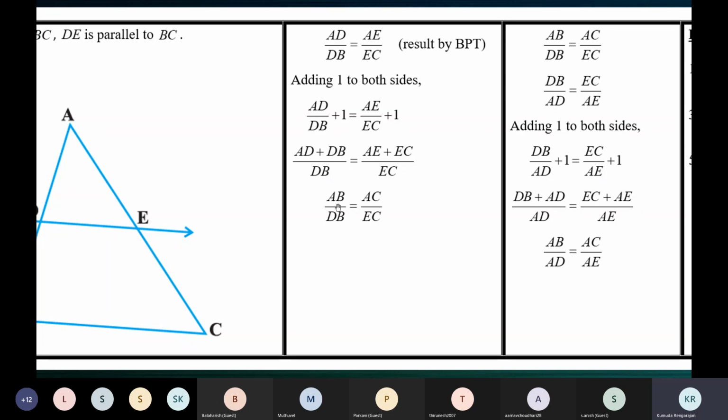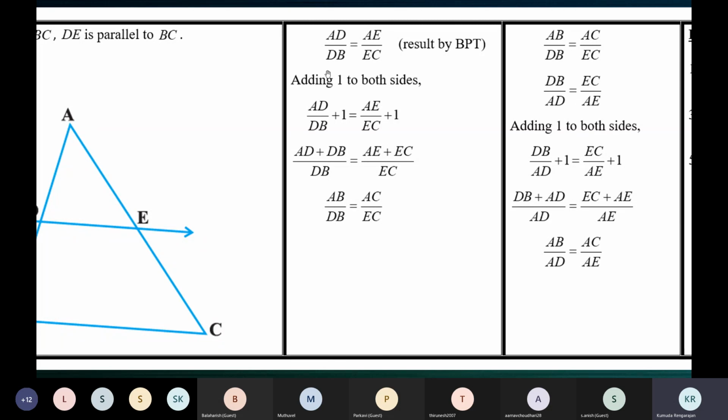I was telling you that when you add 1 to both the sides, the denominators are not disturbed. The numerators are disturbed. They become different. The denominators remain the same. Now the reciprocals of these two will further give you two more proportions. Take the reciprocal of this, DB by AB. Take the reciprocal of this one.